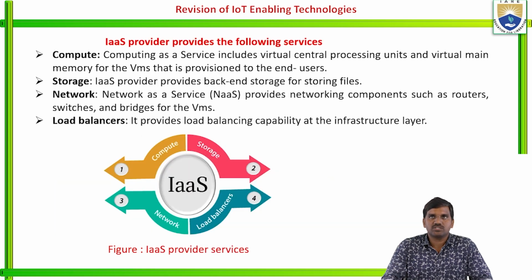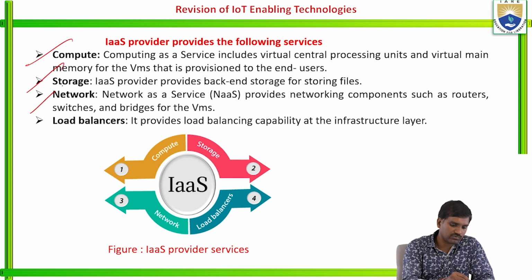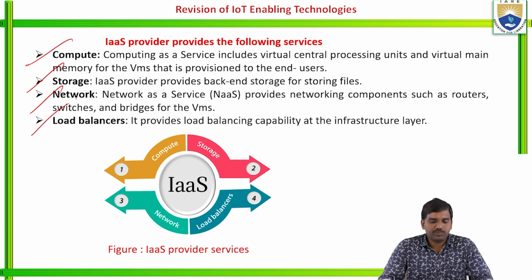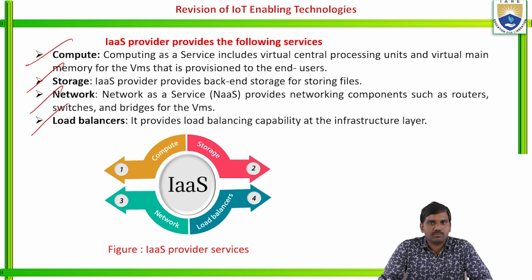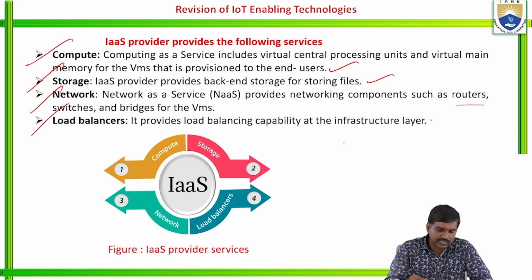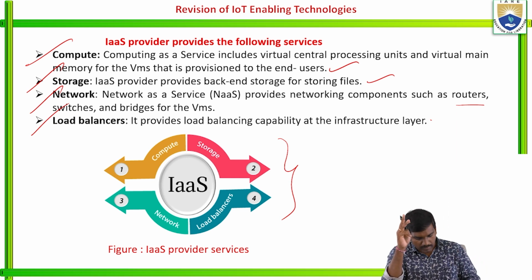So here the infrastructure as a service provider provides the following services to customers: compute, storage, network, and load balancers. Under compute, we use virtual processing units and virtual main memory for the VMs, that is provisioned to the end users. For storage, IaaS providers offer back-end storage for storing files. Network as a service provides networking components such as routers, switches, and bridges for the VMs. The load balancer provides load balancing capability at the infrastructure layer. So these are the four IaaS provider services: compute, storage, network, and load balancers.